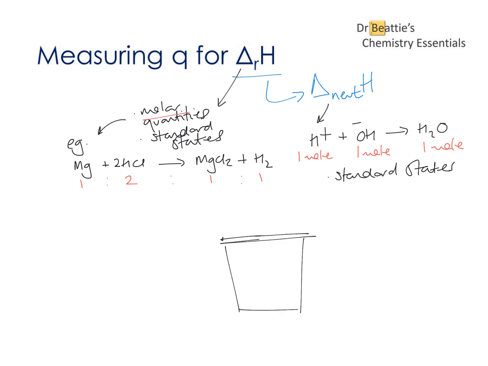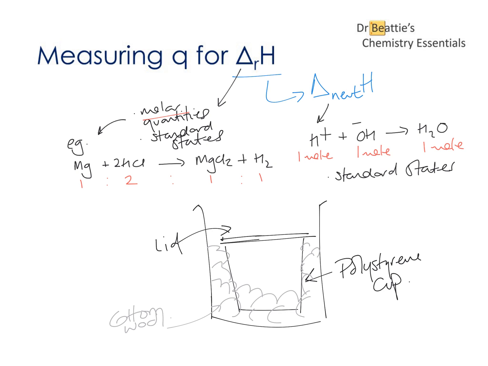Now, measuring the energy transferred for these types of reactions requires a very simple setup at A level, which is a polystyrene insulated cup. Often this is kept in a beaker, and to improve the insulation of this cup, you can put cotton wool between the polystyrene cup and the beaker. And then obviously to measure these energy transfers, we need a thermometer.